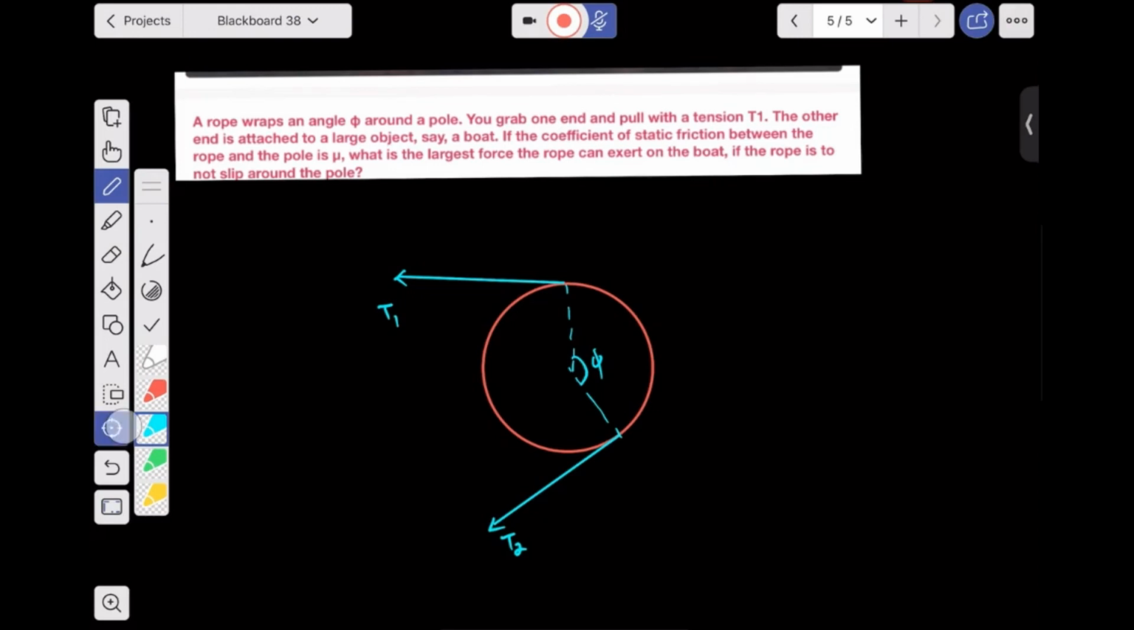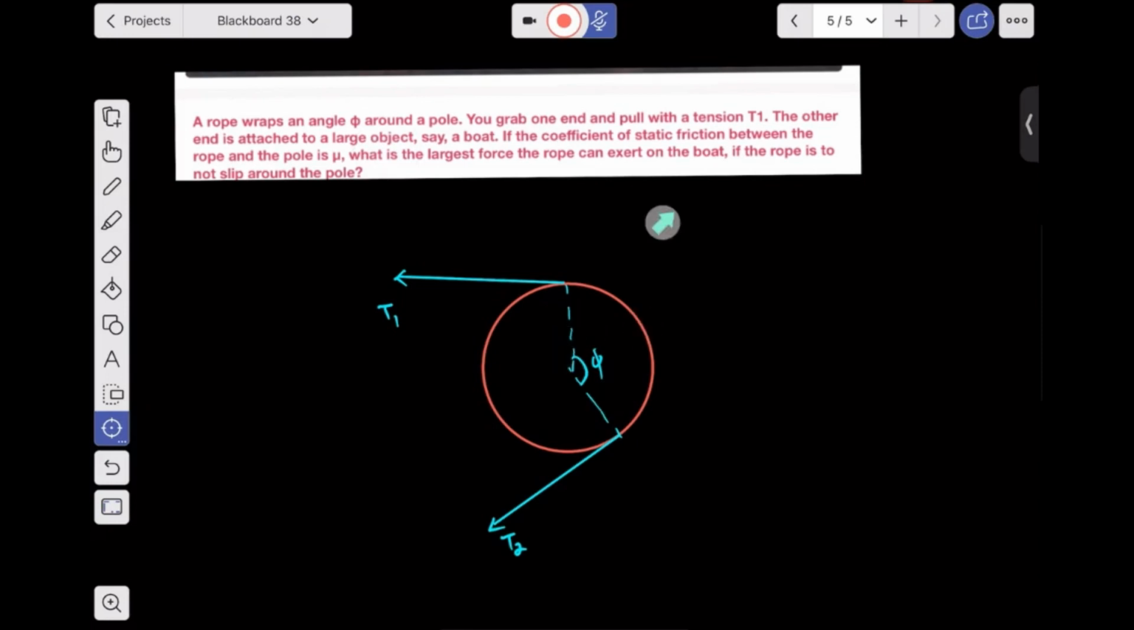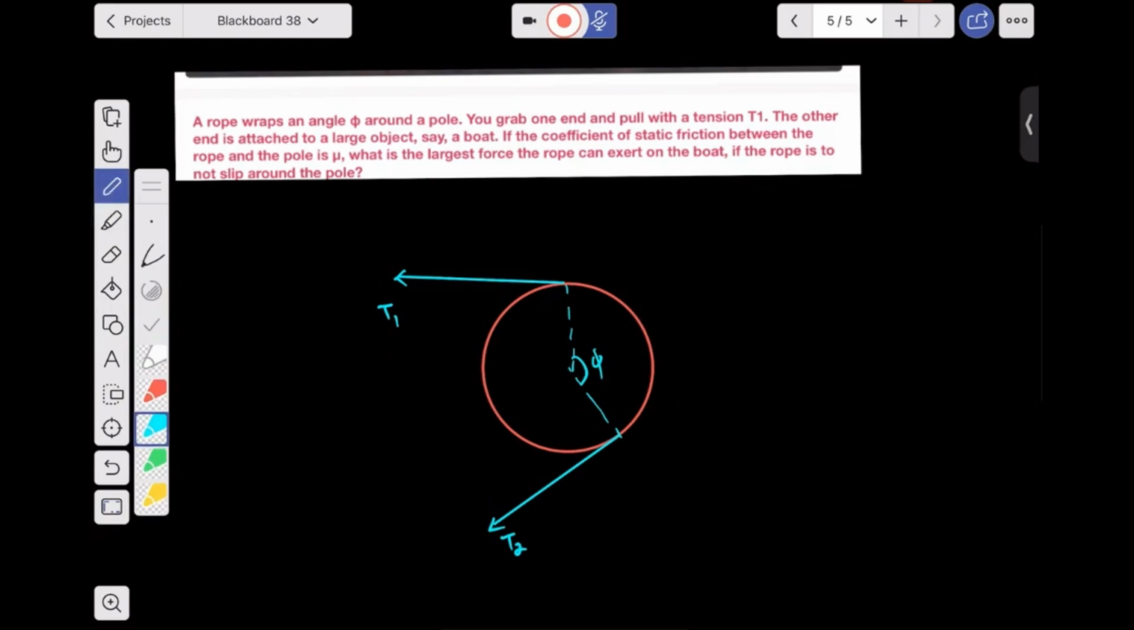What we have is a rope wrapped around a pole. You grab one end and pull with a tension T1, and the other end is attached to a large object, suppose a boat. This rope is wrapped around a pole which is fixed rigidly on the ground, and the coefficient of friction between the rope and the pole is mu. So what is the maximum force T2 for a given value of T1?